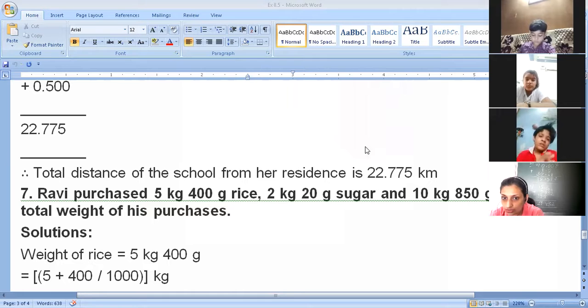So 5 kg will be, how will you be writing the numbers now in decimal form? Come on, start solving. 400 upon 1000, change it into decimal. What will be the answer? 400 upon 1000. Change into decimal. In the denominator, 3 zeros are there. So when you convert into decimal, what will be the answer?